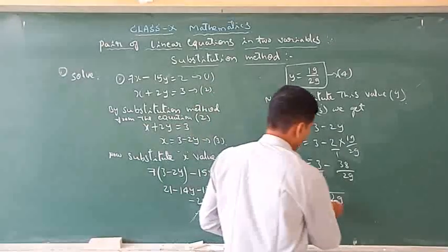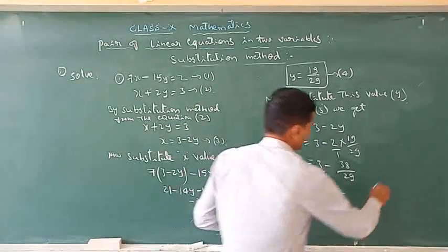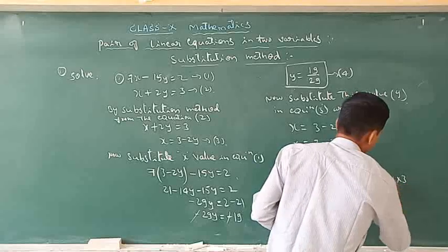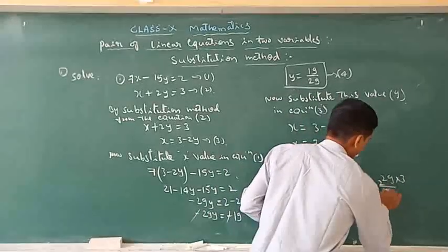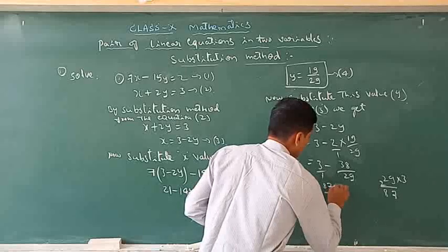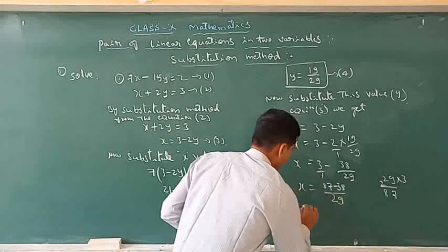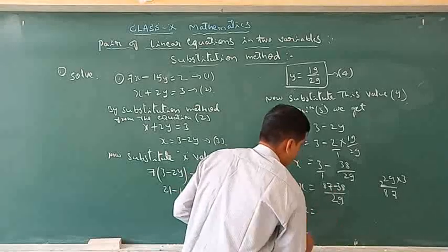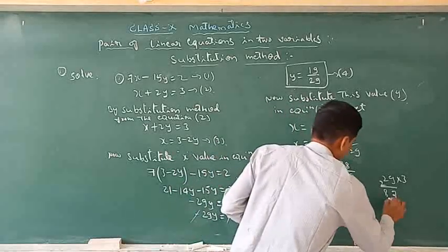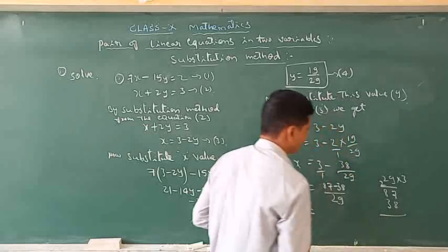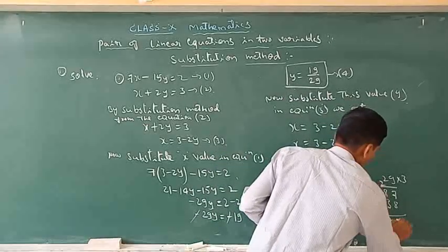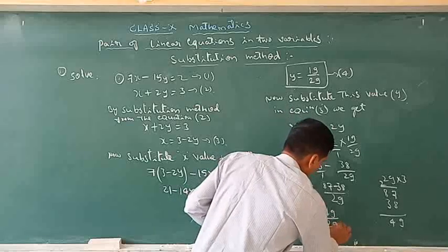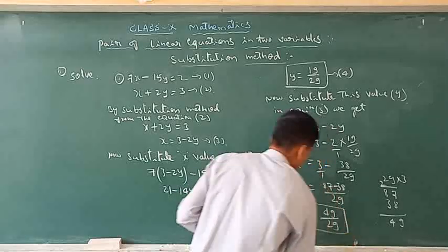So 29 into 3 is 87, and it is minus 38, because the 29 gets cancelled. So x equals 87 minus 38. What is the answer? 49 divided by 29.